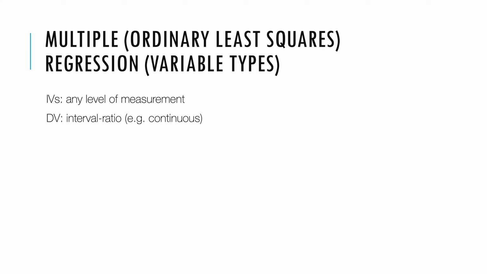Multiple regression, variable types. So you have multiple independent variables, and they can be any level of measurement. They can be nominal, they can be ordinal, they can be interval ratio. In the example we have in here, they're all interval ratio, just to make it easier for us to understand.